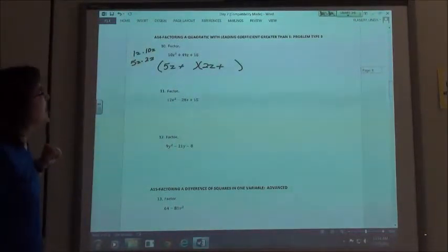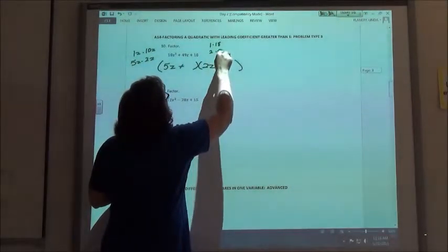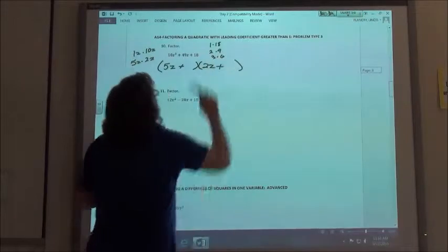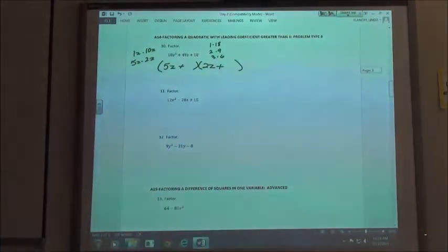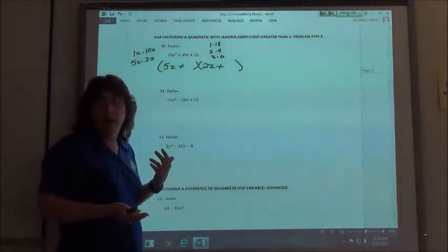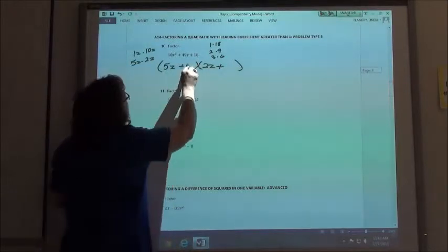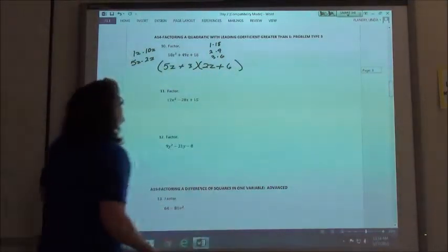Then I factor my end number. 18, 1 and 18, 2 and 9, 3 and 6. Those are all the factors of 18. I have to find a pair that when I do the outside product plus the inside product, it adds up to the 49 in the middle. Again, I really don't know which way to go. I'm just going to start from the bottom and work my way up. So I'm going to put the 3 and the 6 in and test it out.